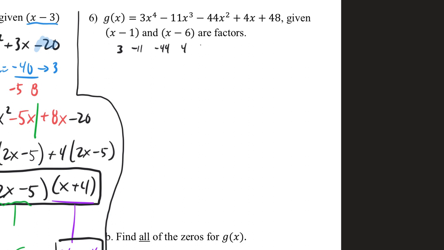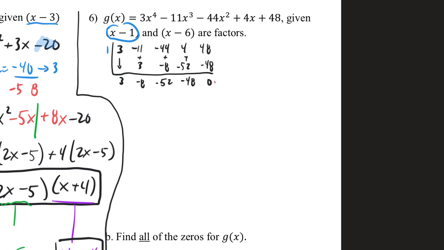4 and 48. I'll go ahead and get rid of the 1 first. So since it's minus 1, I'll put a positive 1 over here. 3 times 1 is 3, plus negative 8 times 1 is negative 8. It's going to be 52. 52 times 1 is negative 52. And then add those down, we're going to get negative 48. I was getting worried there for a second. Negative 48 times 1 is negative 48. And that's going to give me 0, which is good.